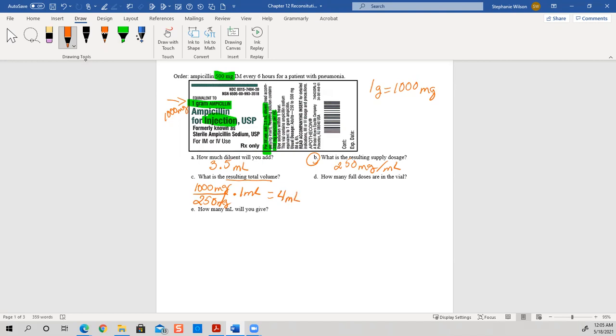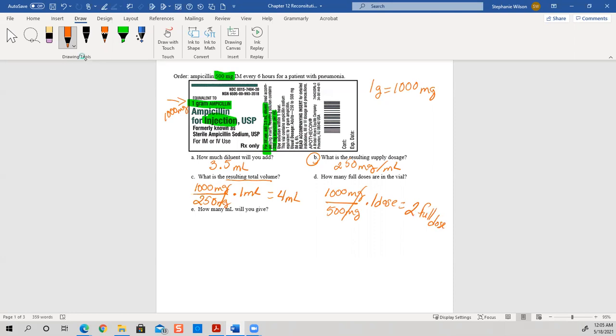Now, let's determine how many full doses are in this vial. So I know the vial has 1,000 milligrams because we already did that conversion. We know that we have an order of 500 milligrams. And for each 500 milligrams, that's just 1 dose, right? So the milligrams reduce, 500 goes into 1,000 2 times. So we have 2 full doses in this container.